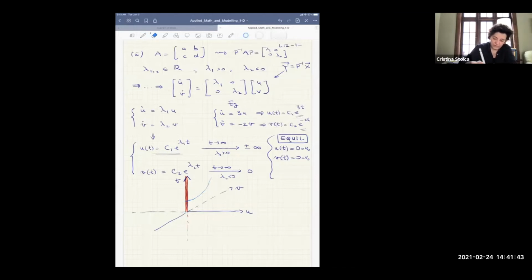Let's see how we can draw this. I'm thinking here separately of UT, and we have u is C e at 3t, so it has to go up. There are solutions that are going up to infinity. If I want to draw these, and then if I have another initial condition, I would go something like this.